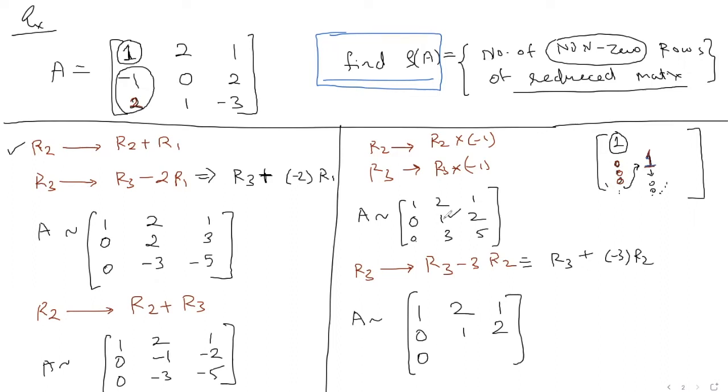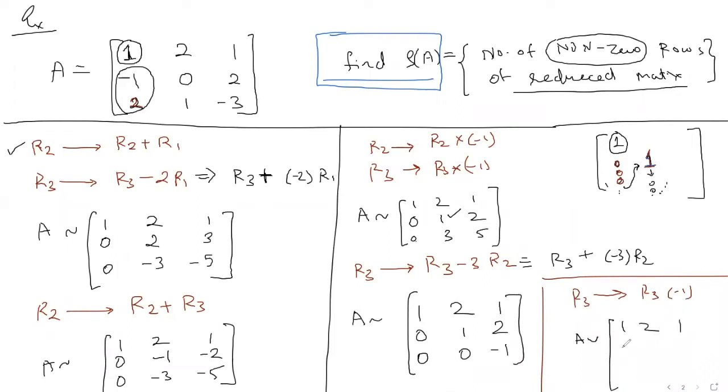Multiply minus 3 with 1, so it becomes minus 3, and add here, so it becomes 0. Multiply minus 3 into 2, minus 6. Minus 6 and 5 is minus 1. So we've reduced this. Maybe you want to do one more step. After this is over, you can do R3 becomes R3 times minus 1. And then A will become 1, 2, 1, 0, 1, 2, and 0, 0, 1. Because I multiplied row 3 by minus 1, it becomes plus 1 here. That's a reduced version of A.